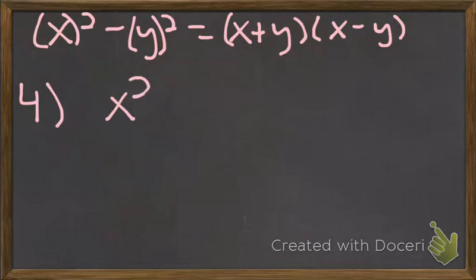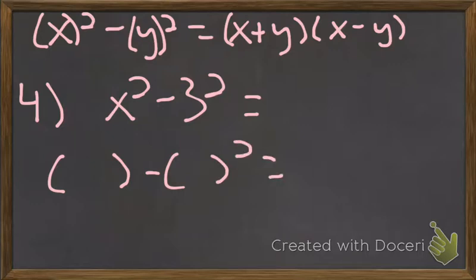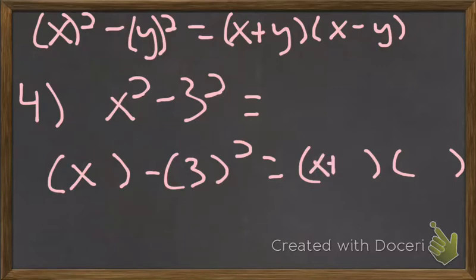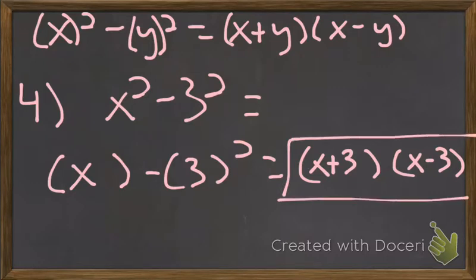X squared minus 3 squared equals. First thing I'd like to do is get it in this form. This is a super easy problem because we can put the same things, x and 3. And then it just becomes that plus that minus that. So x plus 3, and then x minus 3. This is our answer right here. Okay? Let's go on to number 5.